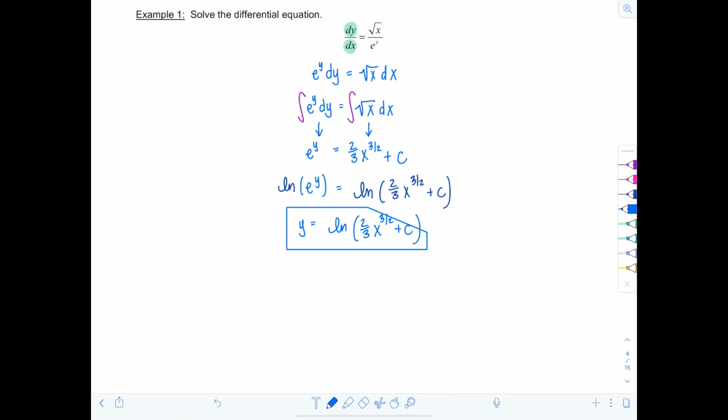So notice here my solution is actually a family of equations that satisfies the differential equation because I have plus c, this constant c. If I was given some sort of initial condition, then I could find a particular solution, but instead I have a family of solutions here. All right, hopefully that was straightforward enough. Let's look at a couple other scenarios.